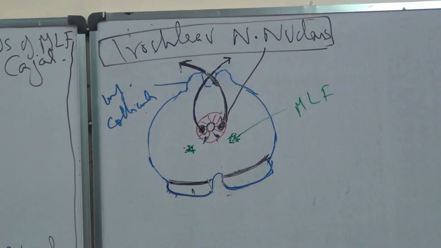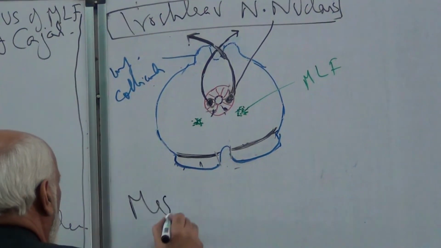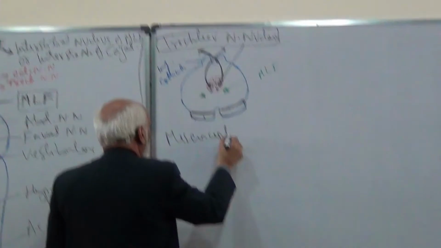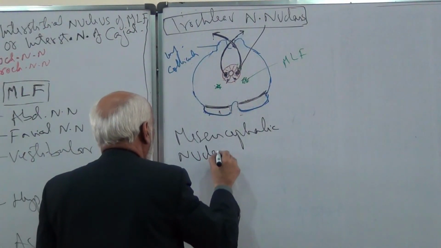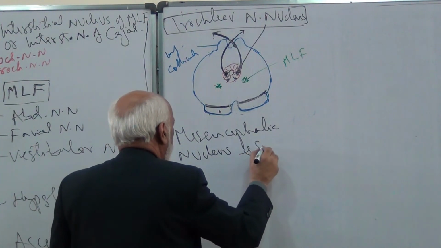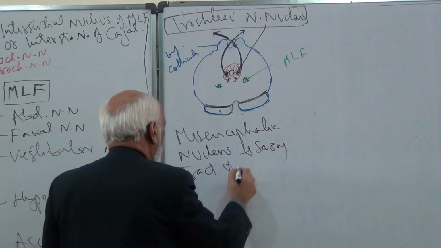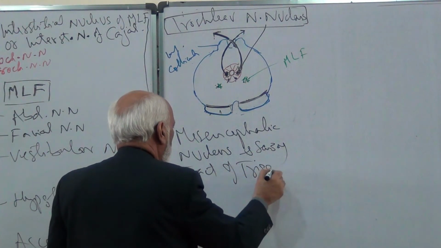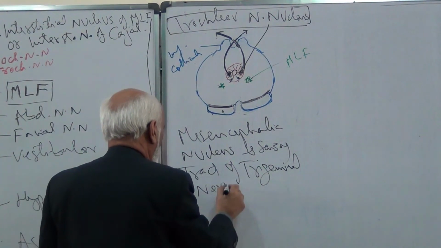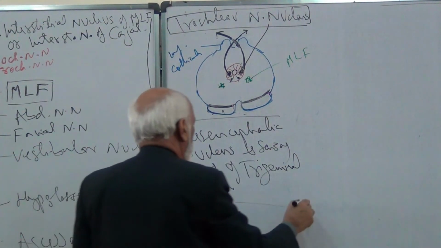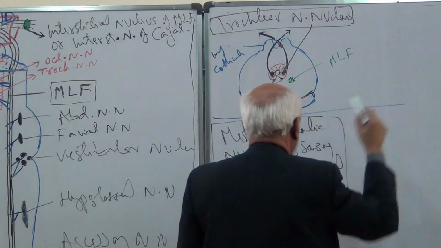Next is the mesencephalic nucleus and sensory tract of the trigeminal nerve. This is the next topic we are discussing.